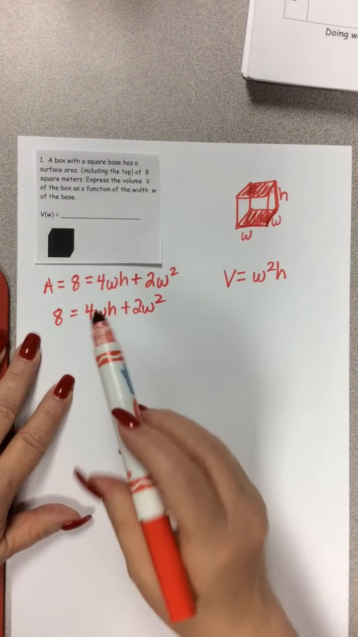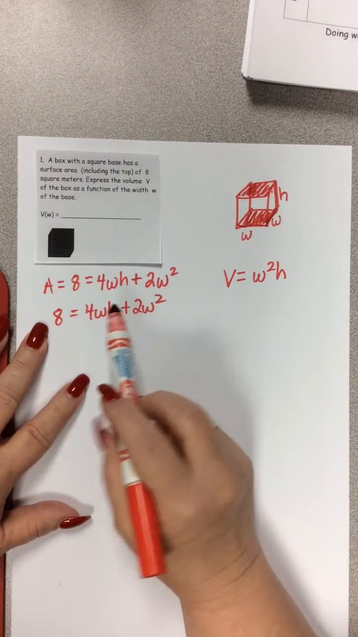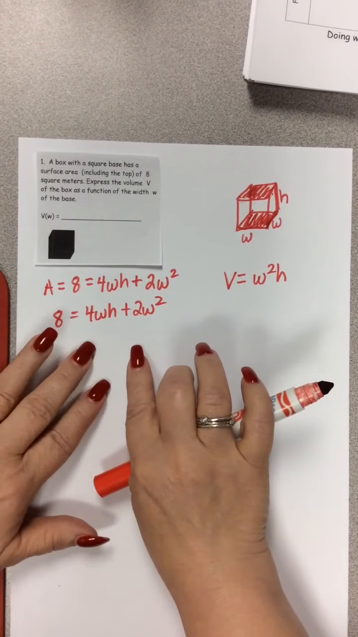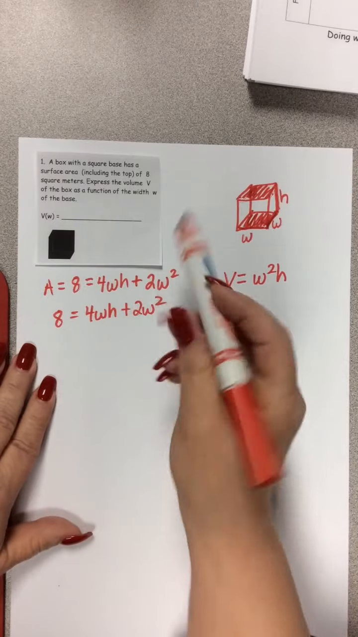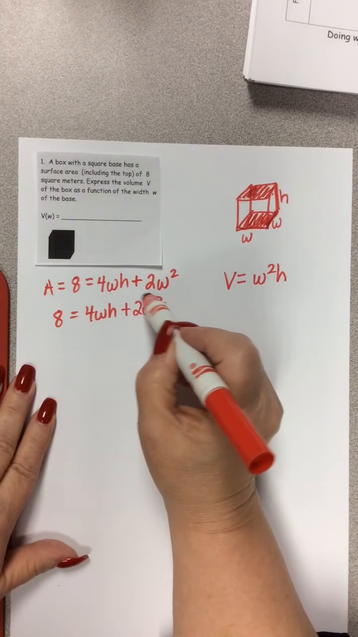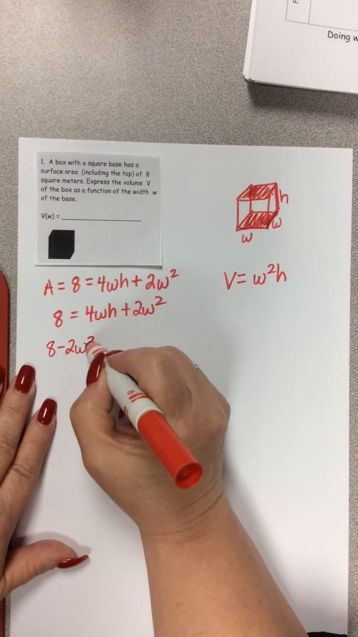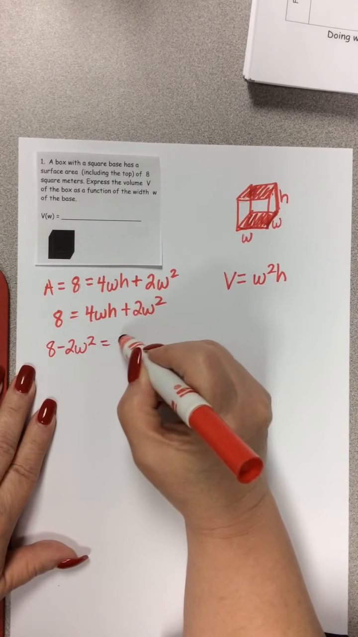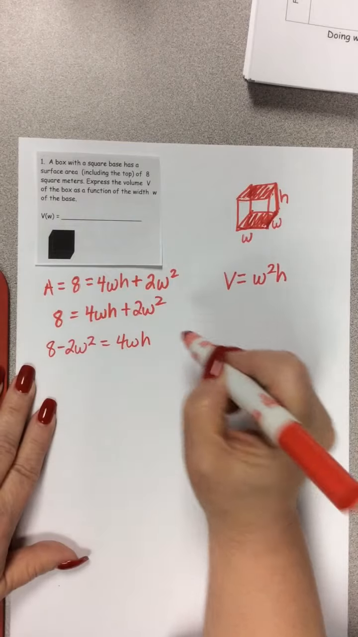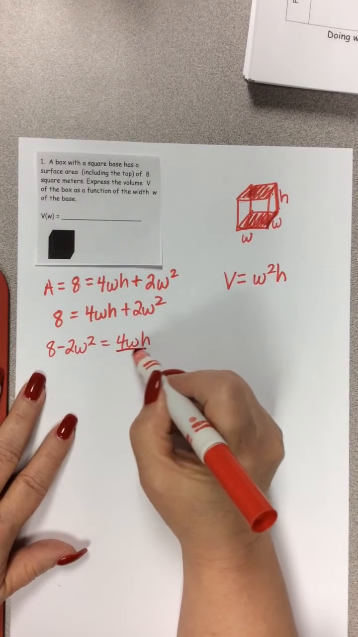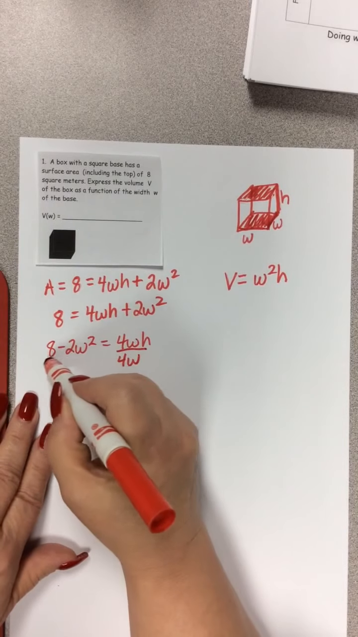So my plan is I'm going to take this area formula and I'm going to solve it for H. So I'll have H equal to stuff with a W in it, okay? So to solve for H, first of all, I'll scoot the 2W squared over, so I have 8 minus 2W squared is equal to 4WH. If I was trying to get H all by itself, then I would just divide both sides by 4W.